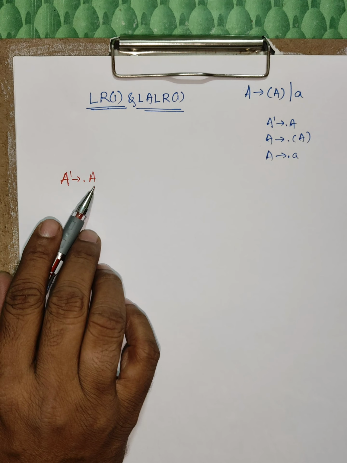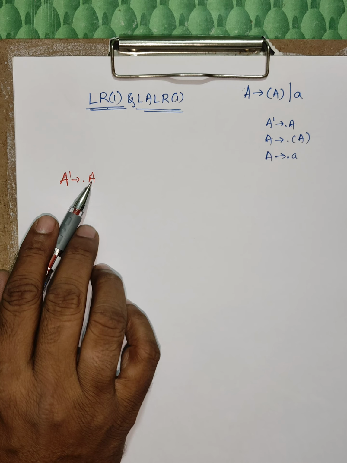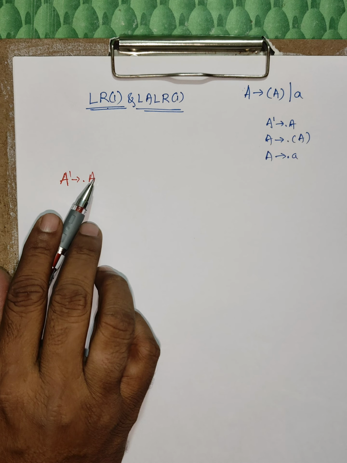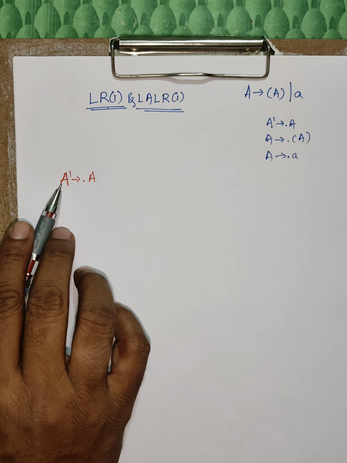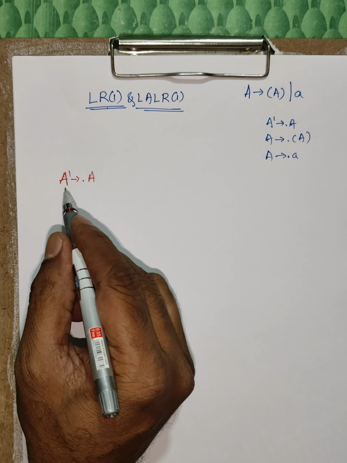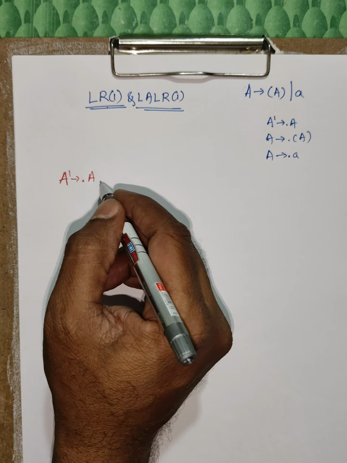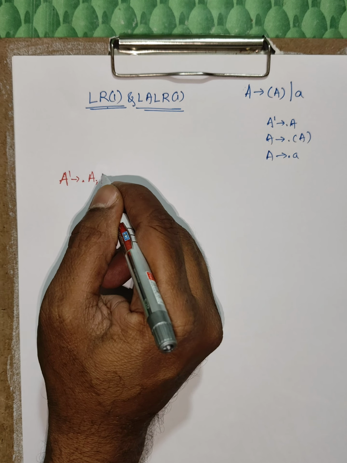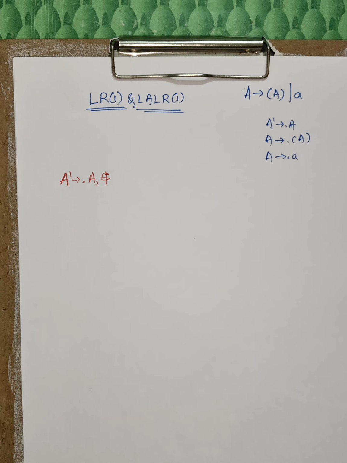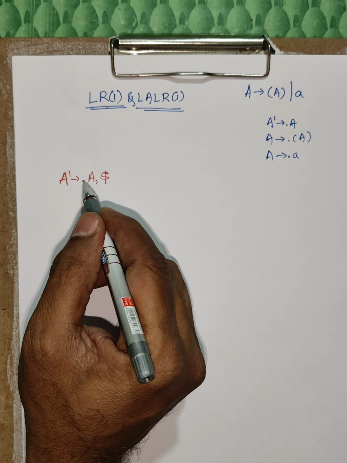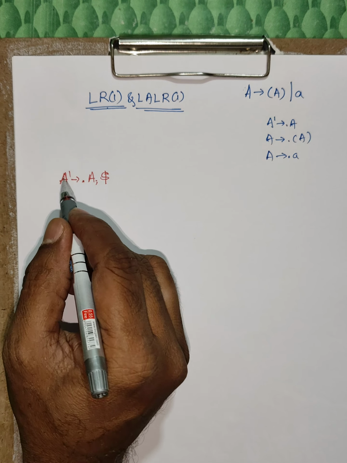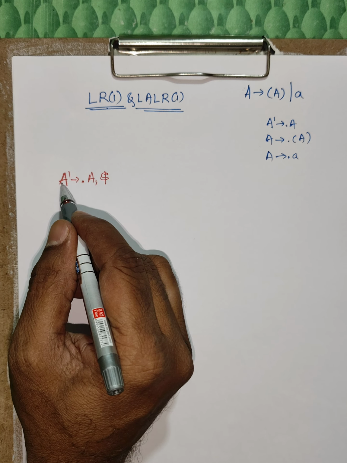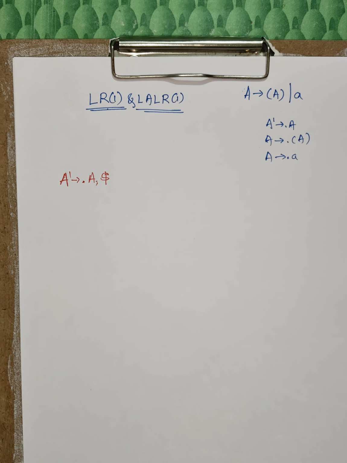After dot, A is a variable, right? Then take follow of A. Here, after A nothing is there, so follow of A equals follow of A', and follow of A' is dollar. So A' produces dot A, and the lookahead is follow of A, which is follow of A', that is dollar. You have to write this before the transition.